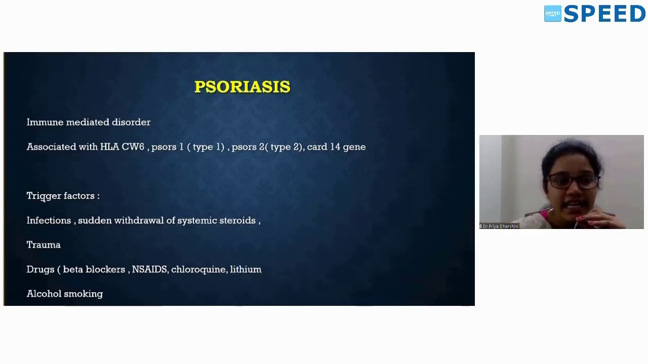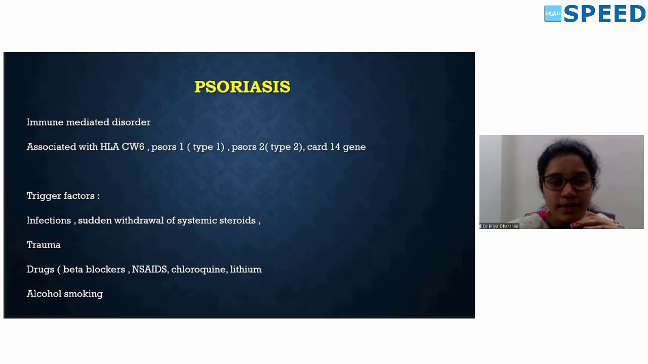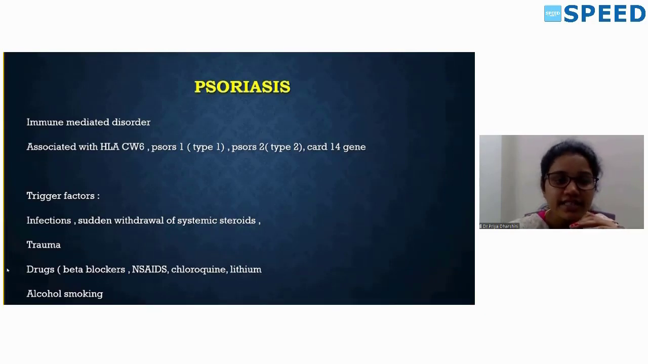Next, we'll see about trigger factors for psoriasis. As I told earlier, infections are one of the most common trigger factors for psoriasis, and the infections commonly associated with causation of psoriasis are streptococci and staphylococci, and the strongest association is in case of guttate psoriasis. That's why we can give anti-streptococcal antibiotics in guttate psoriasis, which will respond to antibiotics. Next, other trigger factors are sudden withdrawal of systemic steroids.